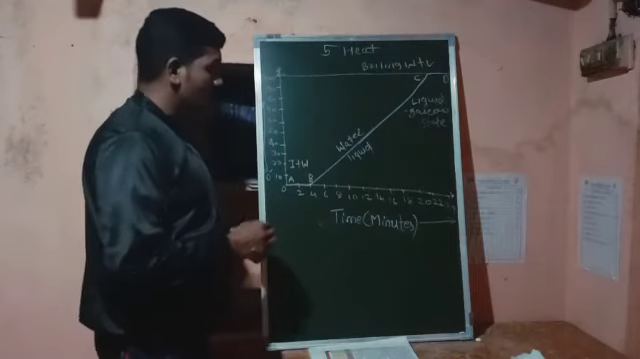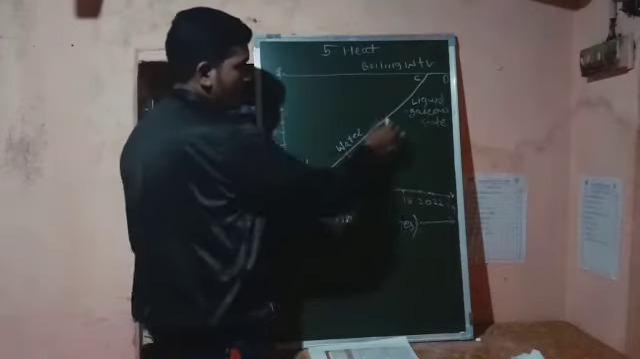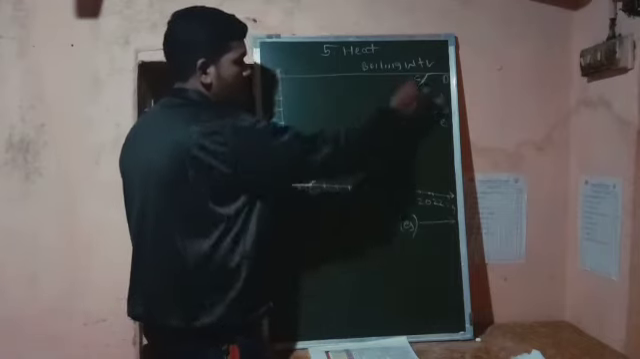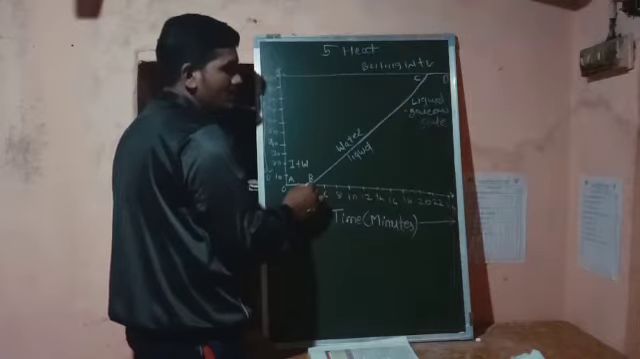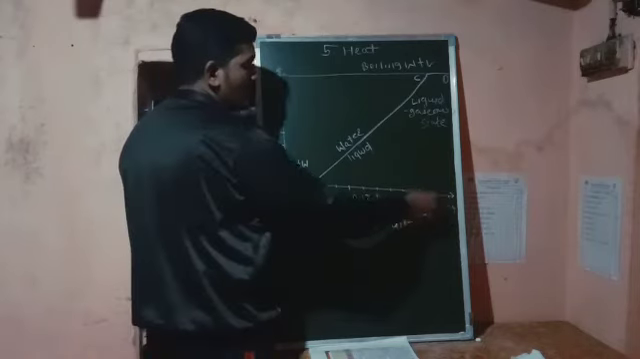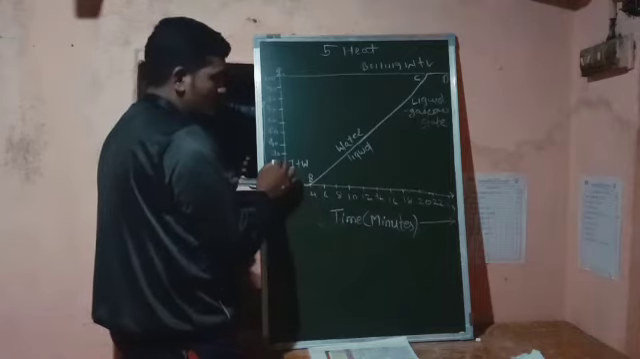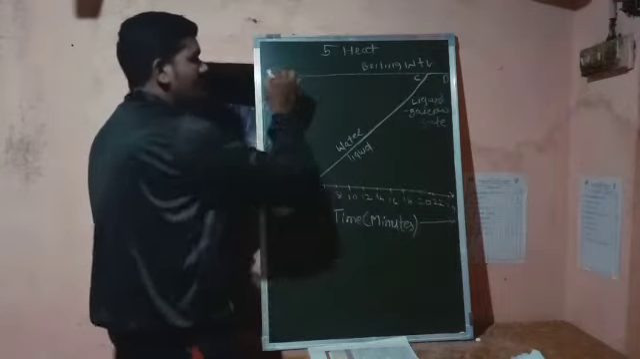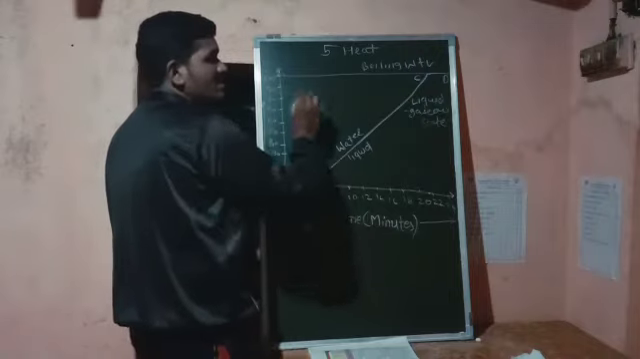Now after 4 minutes the time goes on increasing, which is indicated by B to C. At this stage you can see the time required to heat is 20 to 22 minutes. After that the temperature also increases. You can see the temperature goes on increasing and reaches 100 degree Celsius.